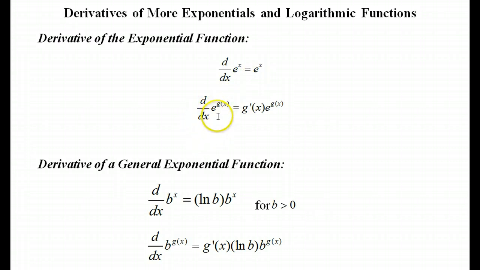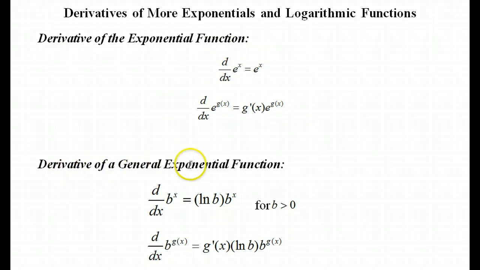And this is when I have a composition of functions. So the derivative of e to the g of x was, remember, g prime of x times e to the g of x. So the derivative of the outside function, we leave the inside the same, multiplied by the derivative of the inside function.